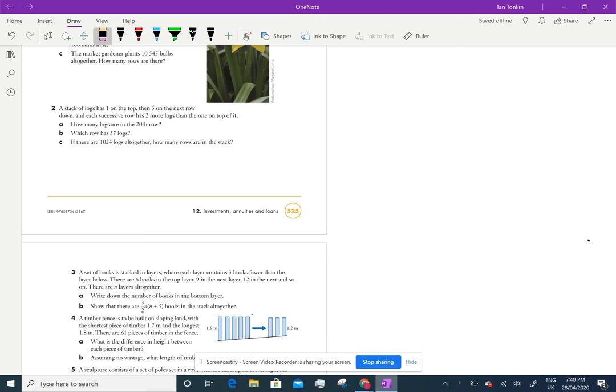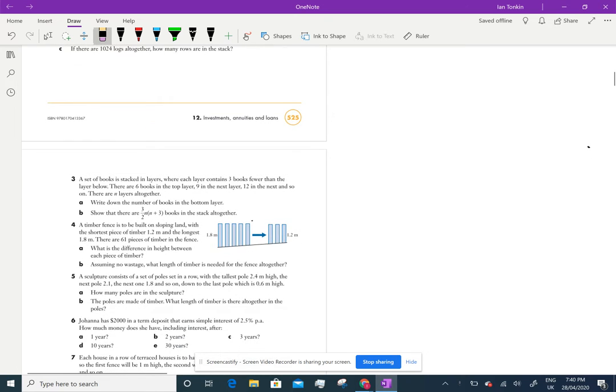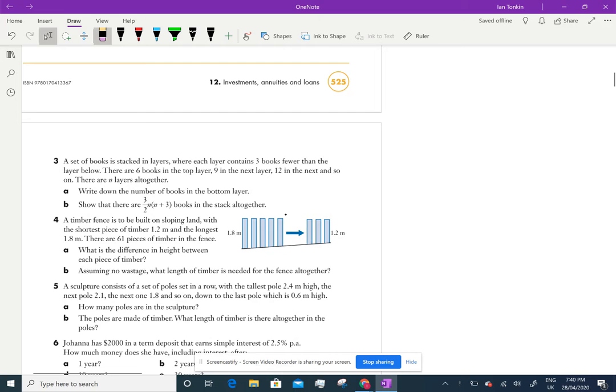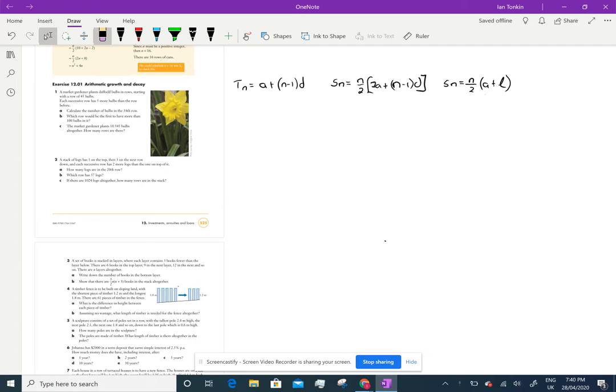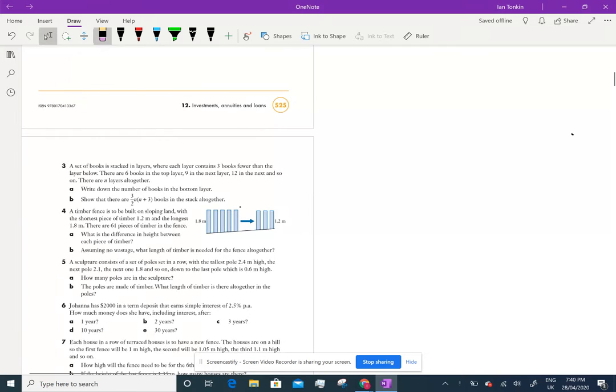Okay, Year 12, someone's asked about questions 3 and 6 from exercise 1201. So remember that this whole exercise is arithmetic. You're going to be using these 3 formulas to find the term in an arithmetic series or to find the sum in an arithmetic series. So let's have a look at question 3.